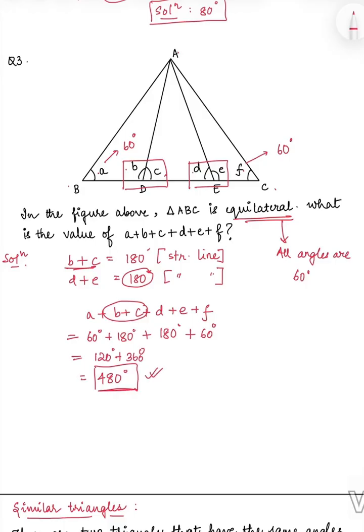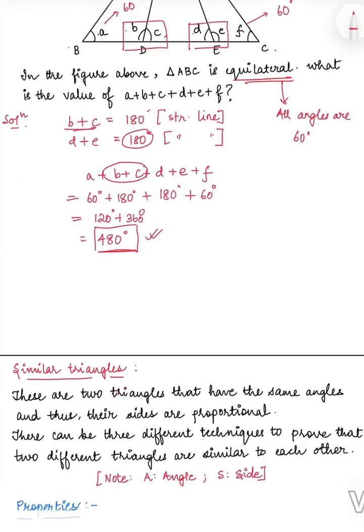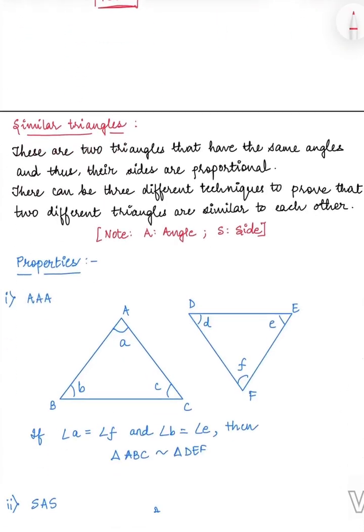Now we move on to a very important concept, that is a similar triangle. What do we mean by that? So if there are any two triangles that have the same angles, this is the keyword here, right? Then their sides are proportional to each other. There are different techniques to prove that if they are similar to each other, and there are basically 3 techniques.